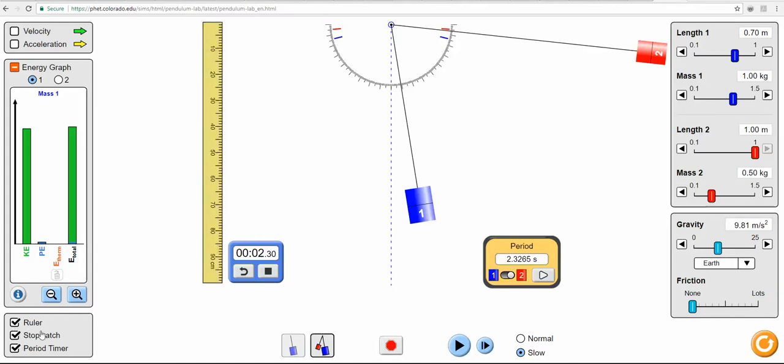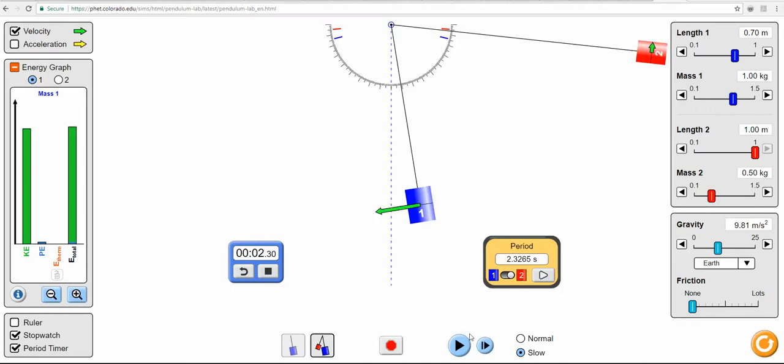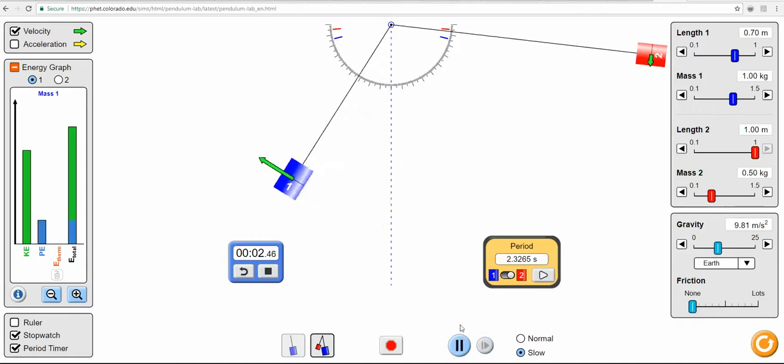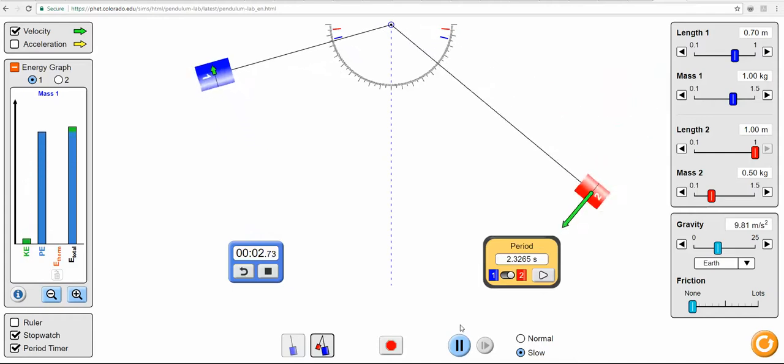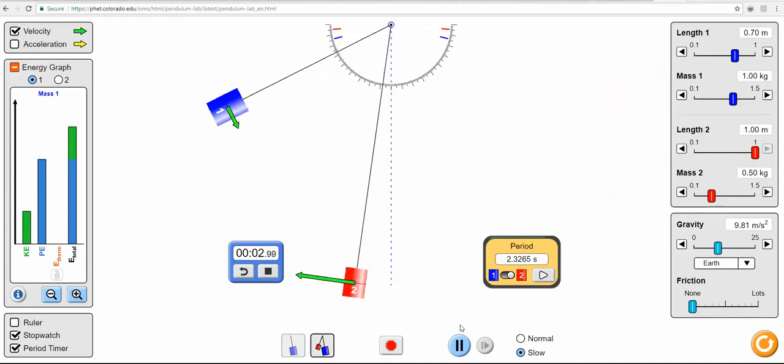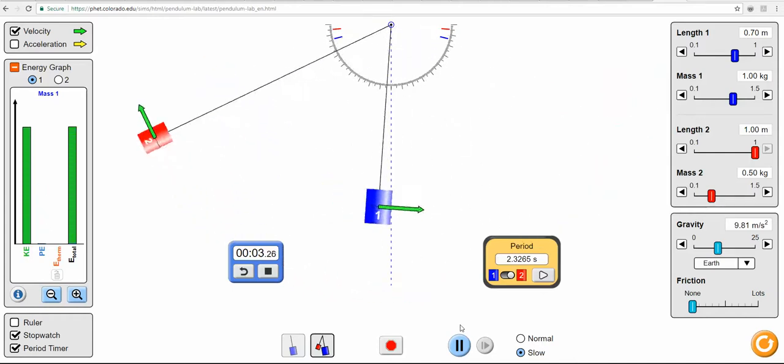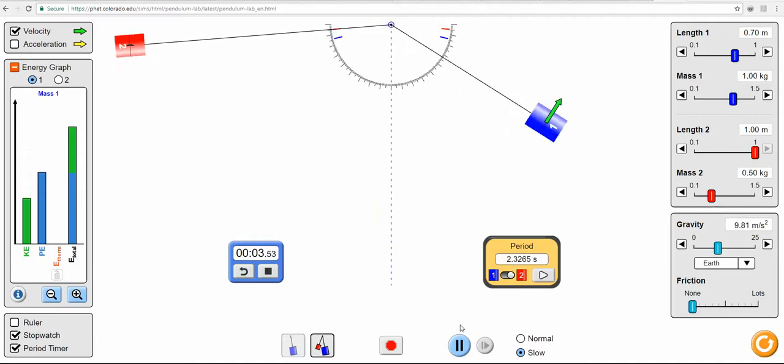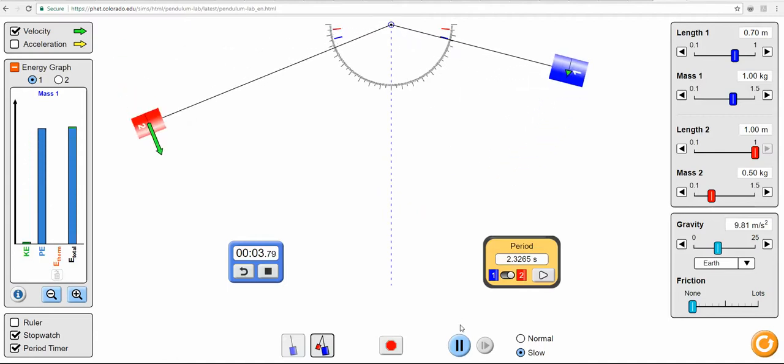Now this ruler, it's nice to be able to use whenever you'd like, but it gets in the way when you're watching it swing, so I'm going to turn it off. Now let's see what's up with this velocity vector. Okay, I still like this in slow motion because it's easier to understand. You can see as the pendulum objects reach the top, the green arrows stop pointing up, get to 0, and start pointing down.